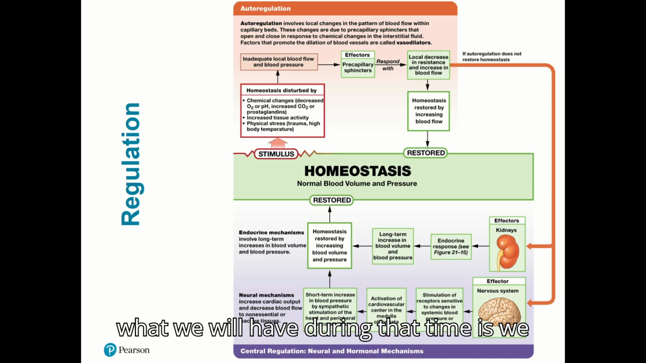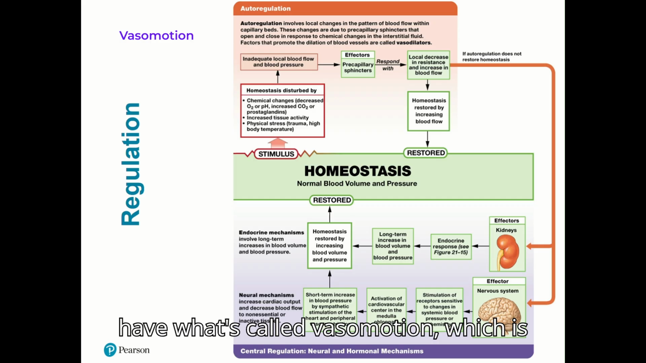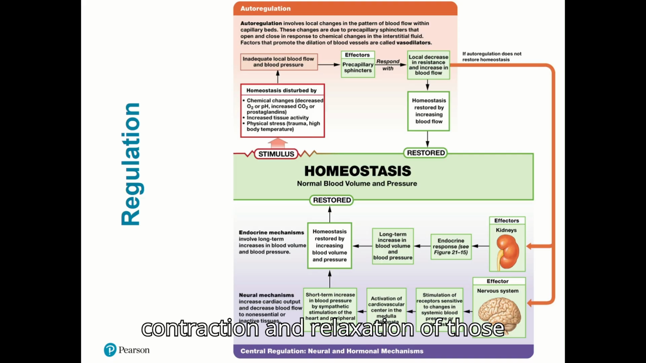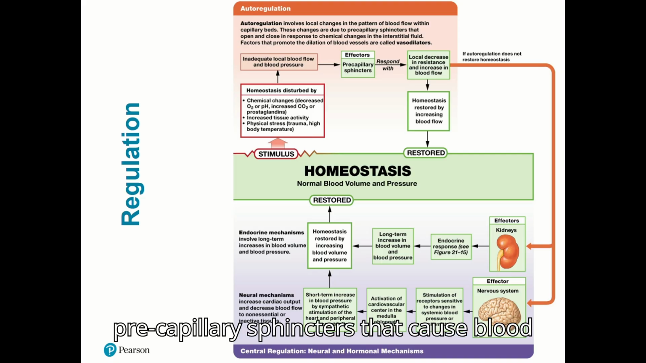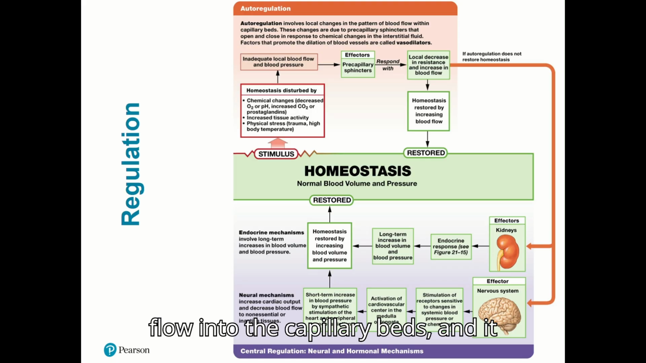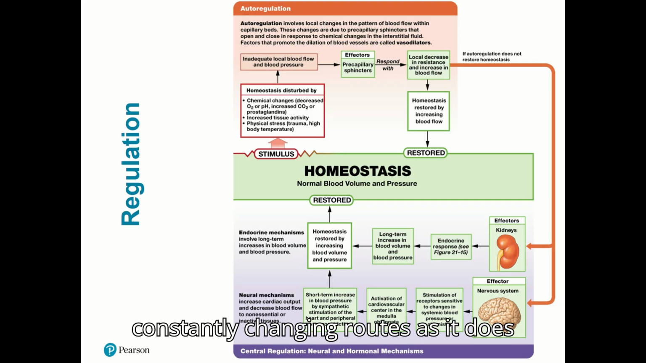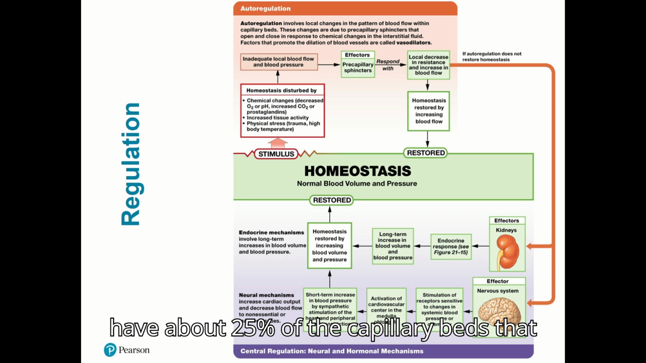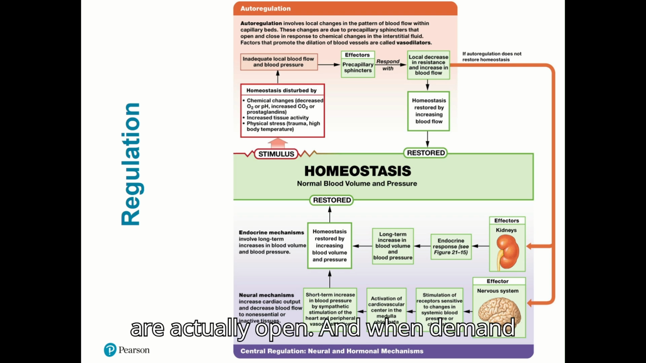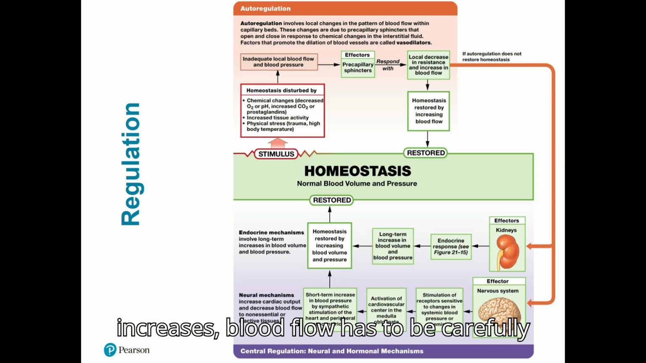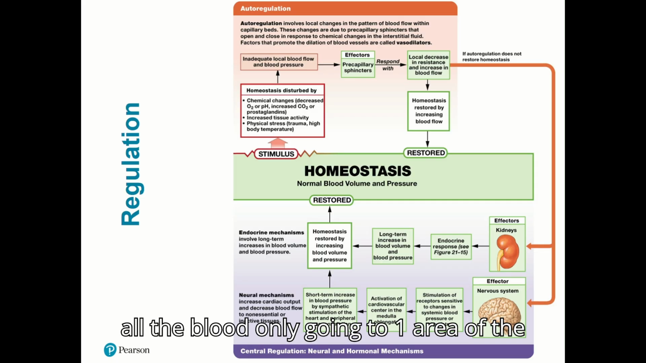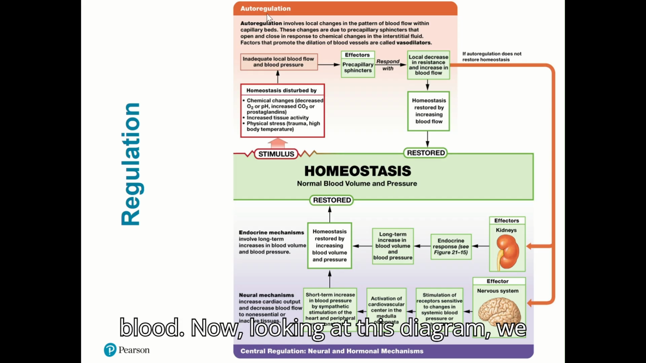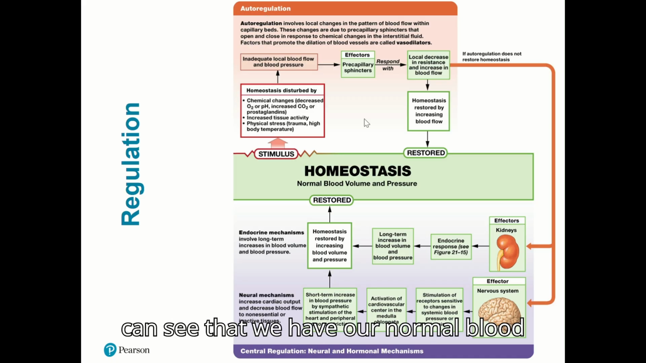So what we will have during that time is what's called vasomotion, which is going to be a rhythmic change in vessel diameter. We will have rhythmic contraction and relaxation of those precapillary sphincters that cause blood flow into the capillary beds, and it occurs in pulses and constantly changing routes as it does that. At any given time at rest, you only have about 25% of the capillary beds that are actually open. And when demand increases, blood flow has to be carefully regulated to make sure you're not having all the blood only going to one area of the body, and then it cuts off the other parts that are also going to need that blood.